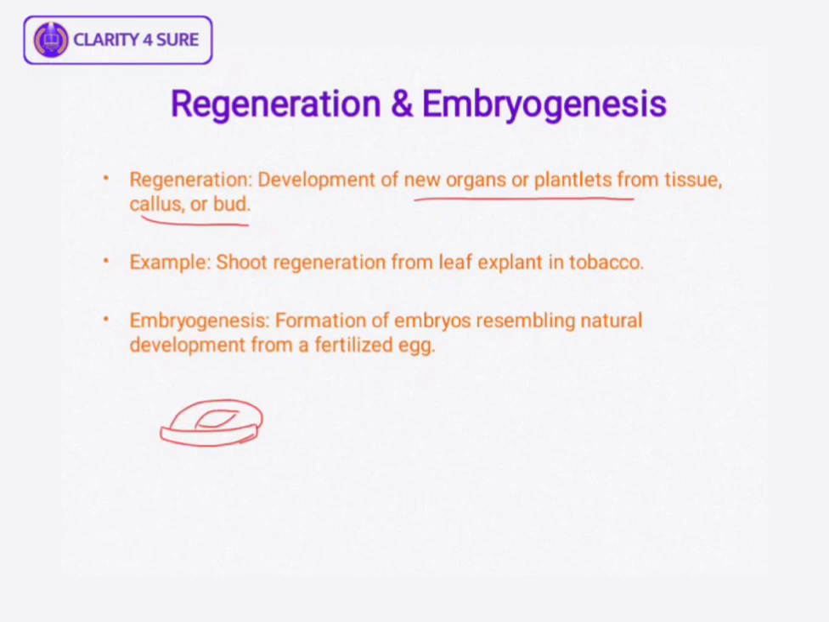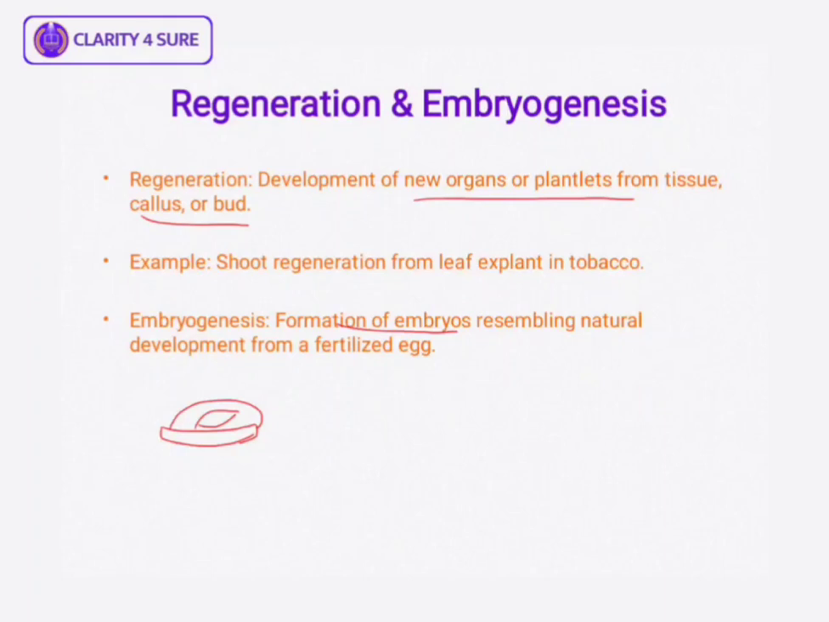Next we have embryogenesis. Embryogenesis is the formation of an embryo or plantlet that follows a pattern similar to natural zygotic development. In tissue culture, it occurs from somatic cells, called somatic embryogenesis. For example, carrot somatic cells developing embryos similar to zygotic ones, producing many identical plants.